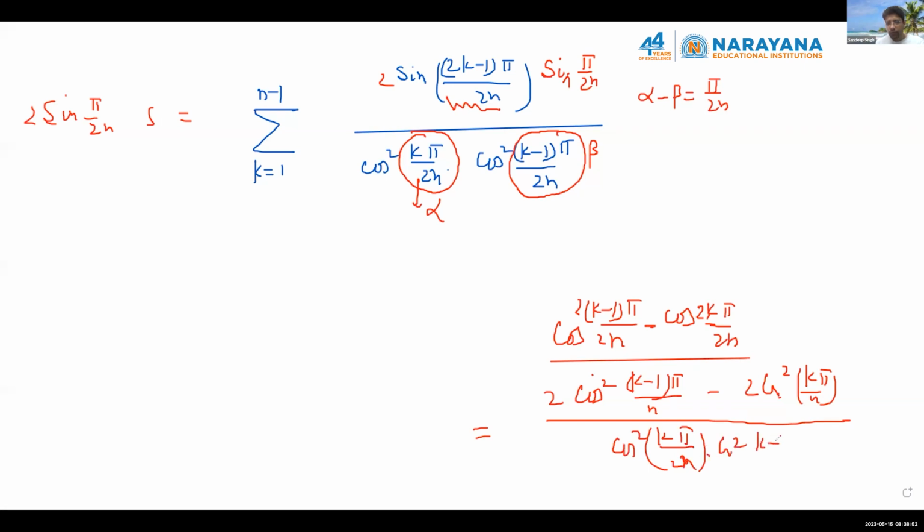Cos square. Now this will become a method of difference, and the left side will be 2 sine pi by 2n. So now you can observe, if you take the difference, in fact there is no need to multiply by 2. This will become 1 upon cos square or sec square this minus sec square this. So only 2 terms will remain finally. Sec square k pi by 2n minus sec square (k minus 1) pi by 2n.